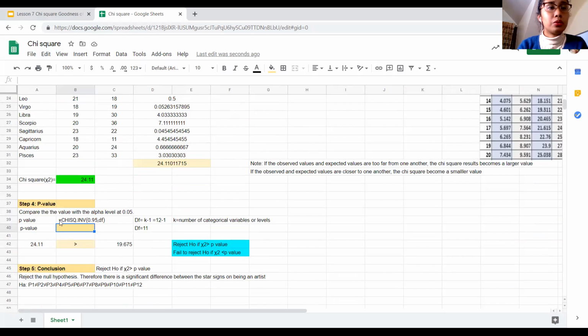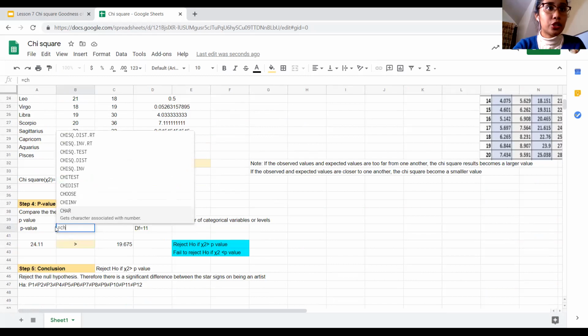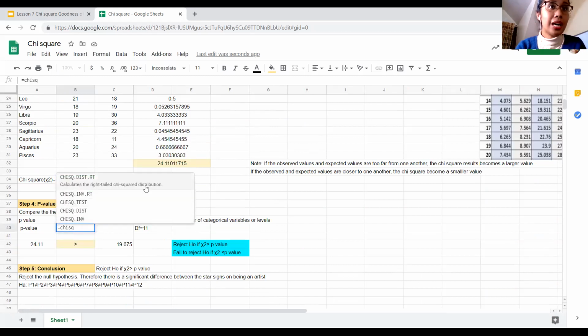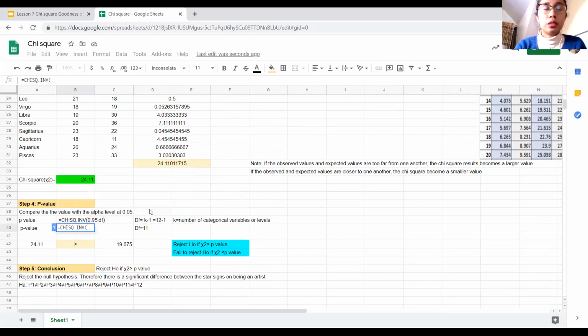Okay. So, to get your p-value, we can utilize this formula. So, equals CHISQ.INV. Class, there are many choices. This one, CHISQ.INV. Quantity, 0.95. So, 0.95 is also the same as the 0.05 alpha level, class, or 5%.